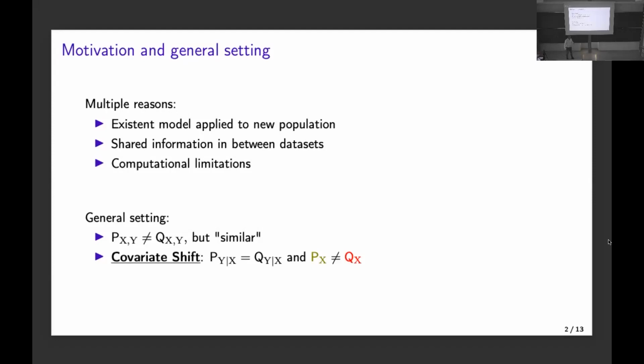Transfer learning is a very broad idea, and there are many ways to tackle it mathematically. We focus on one of them, which is covariate shift. Covariate shift says that between the source and the target distribution, the conditional distribution of y given x is the same, but the distribution of the covariates, so the marginal distribution of x under both distributions, is different.